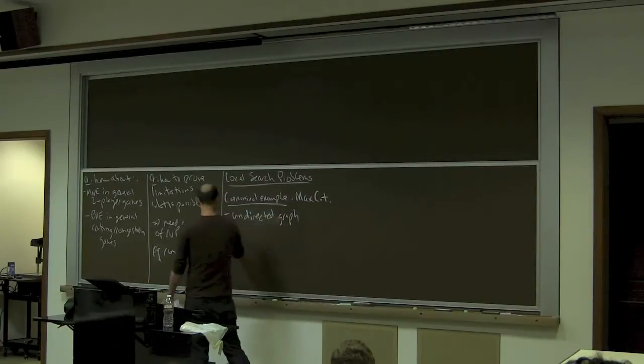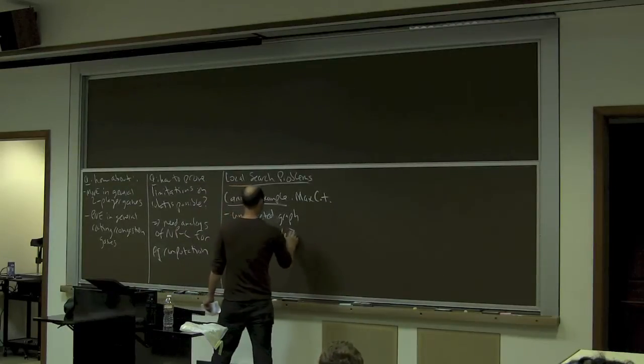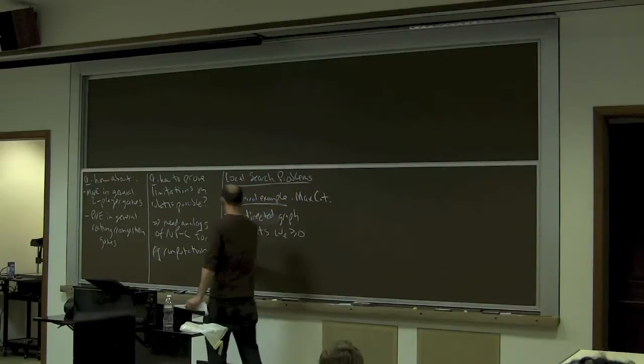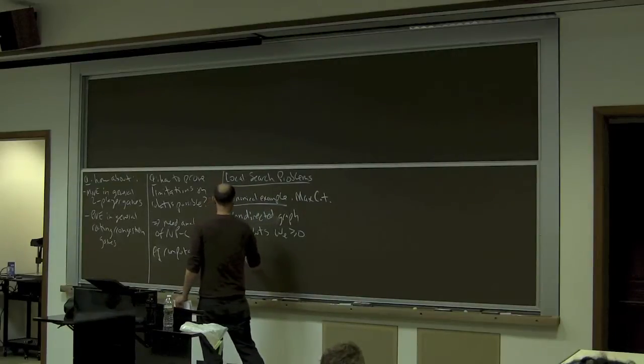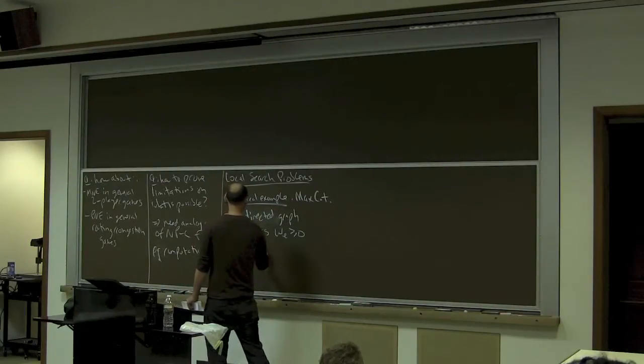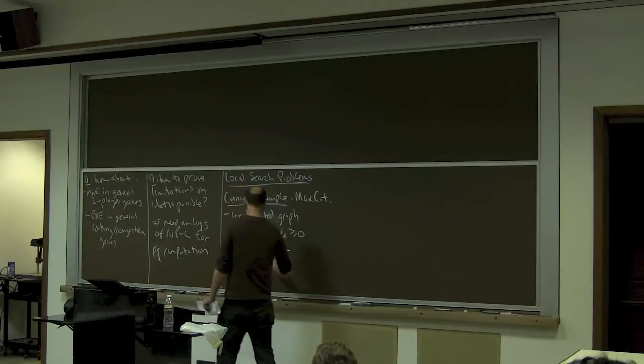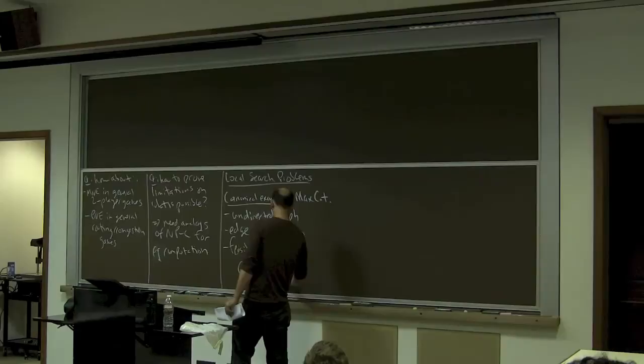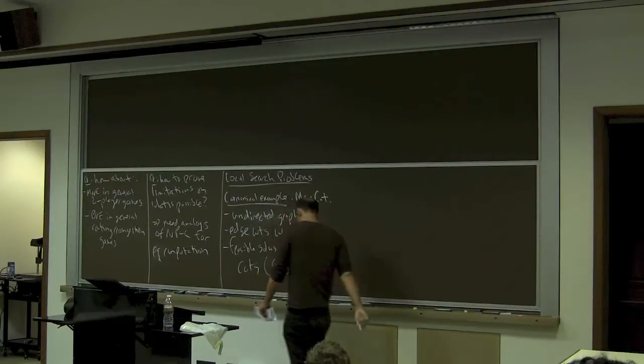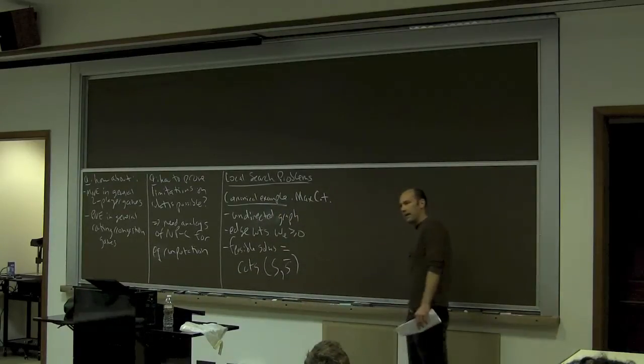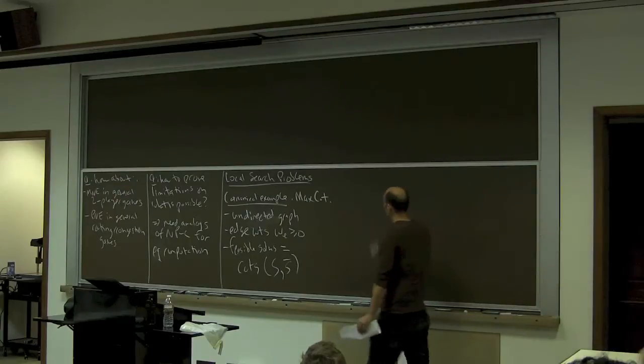Edges have weights, non-negative. Feasible solutions are just the cuts. Okay, so some of the vertices S are on one side of the cut, and the other vertices S bar are on the right side of the cut. Both S and S bar should be non-empty.